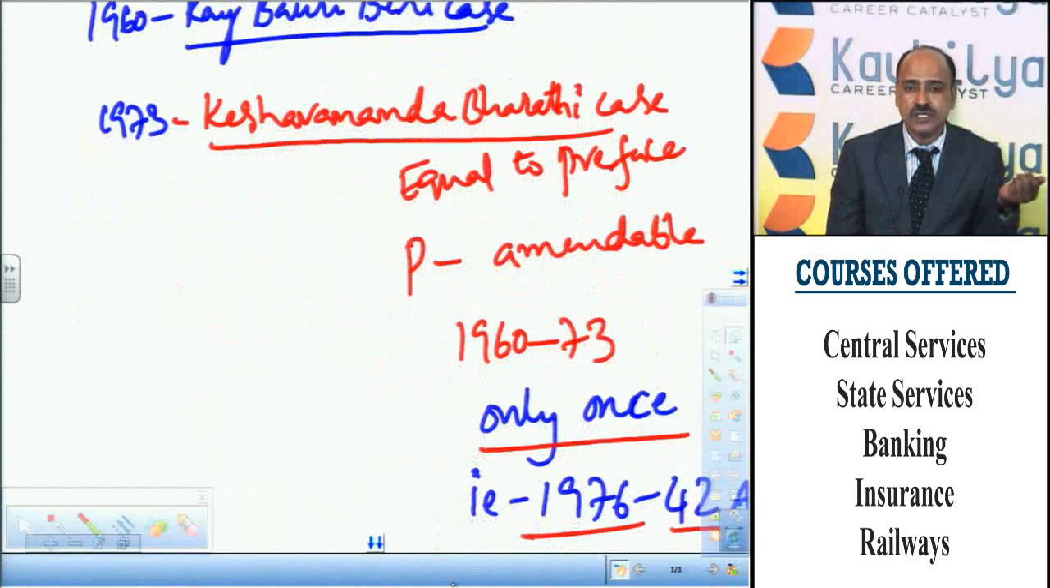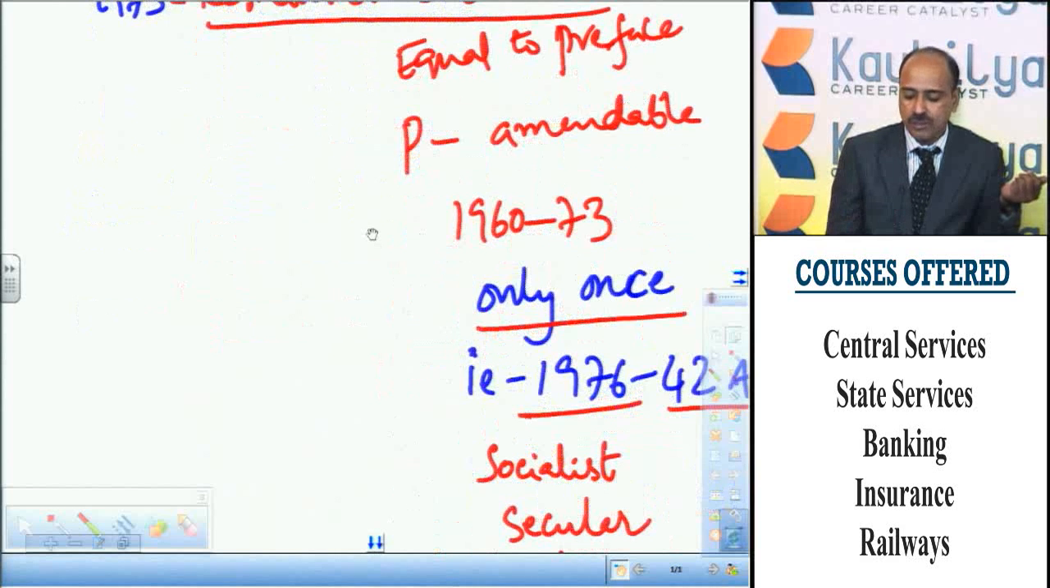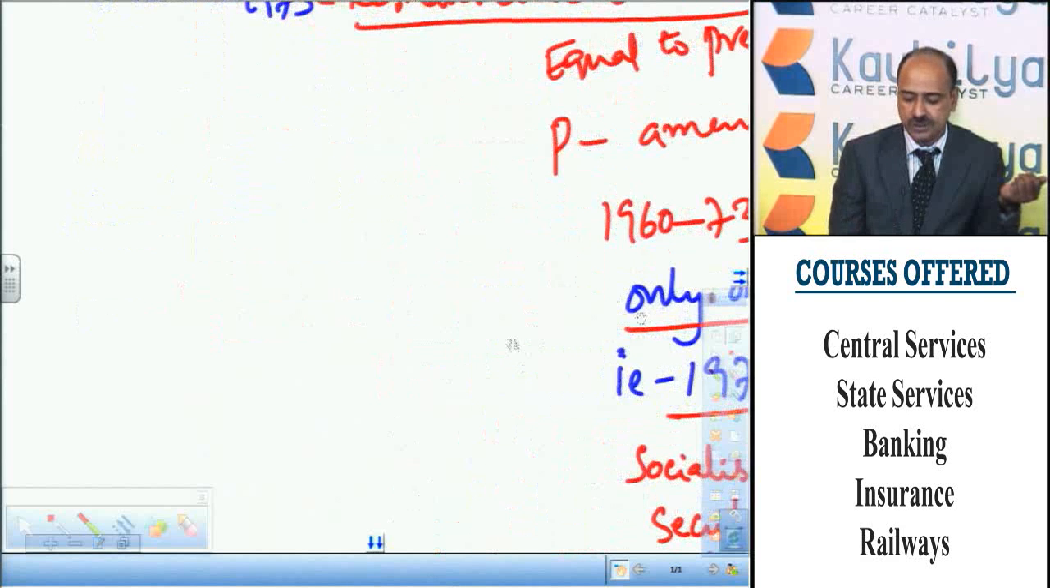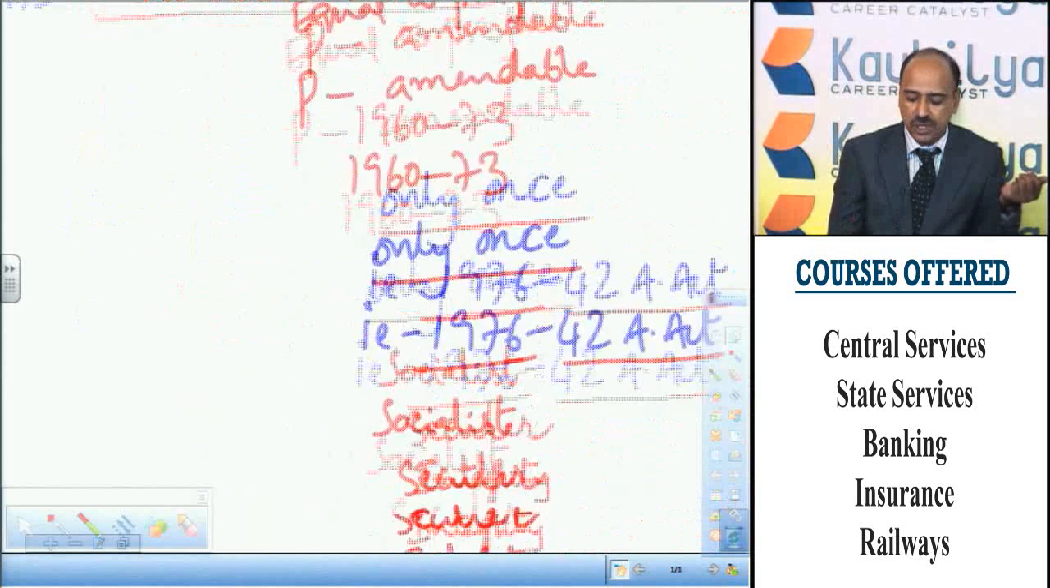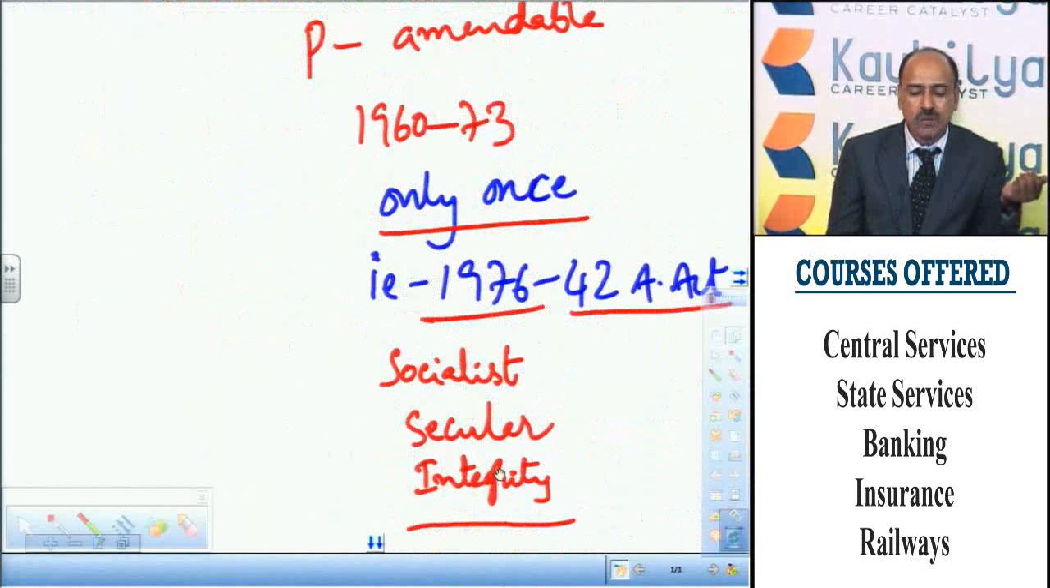That's why the preamble is amendable. Between 1960 and 73, the preamble was not part of the constitution. The preamble was amended only once, in 1976 through the 42nd Amendment Act. Three words were added to the preamble: socialist, secular, integrity.